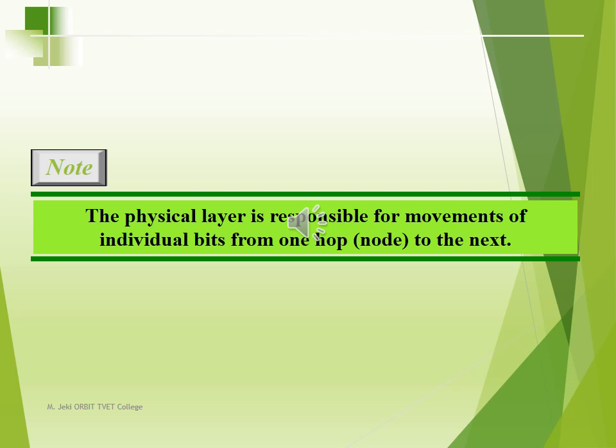In short, the physical layer is responsible for movements of individual bits from one hop or from one node to the next.